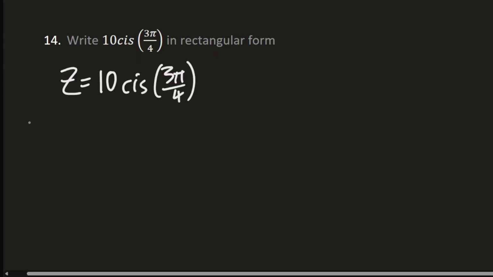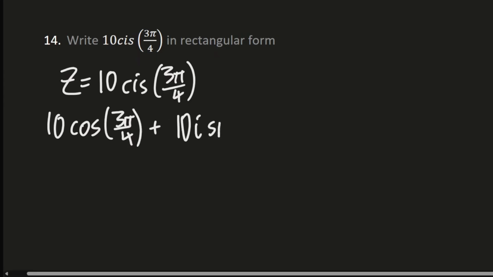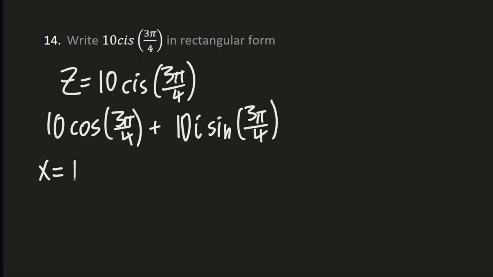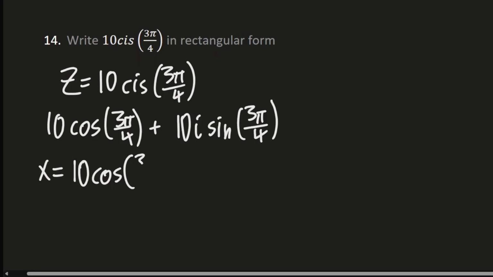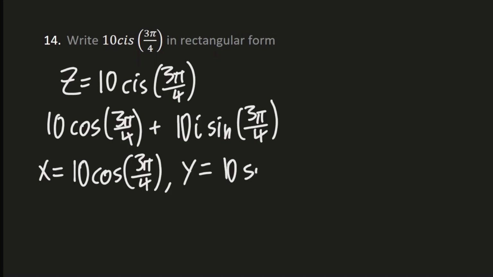And expanding that would be 10 cosine of 3 pi over 4 plus 10 i sine of 3 pi over 4. x would be equal to 10 cosine of 3 pi over 4, and y would be 10 sine of 3 pi over 4.